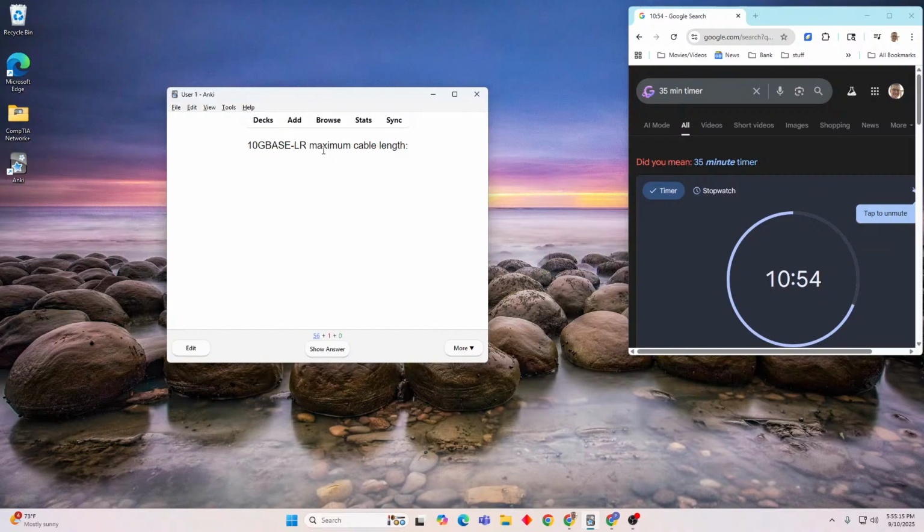10G base LR maximum cable length. No way I'm gonna go and memorize this. Nope. Yeah, I don't care.